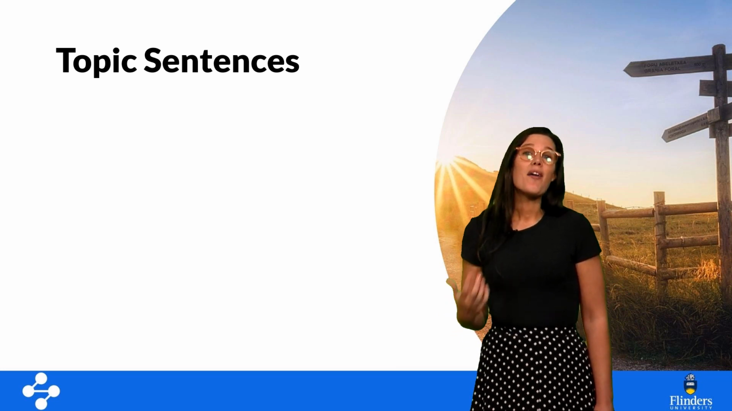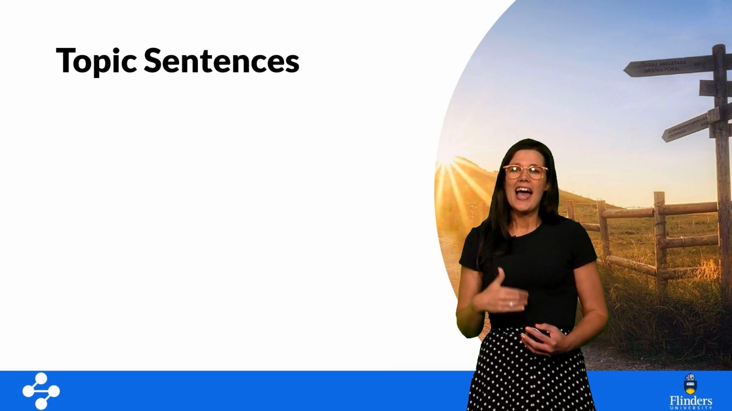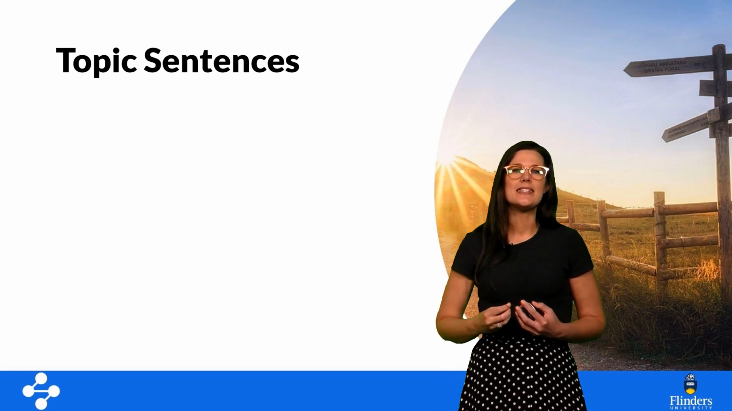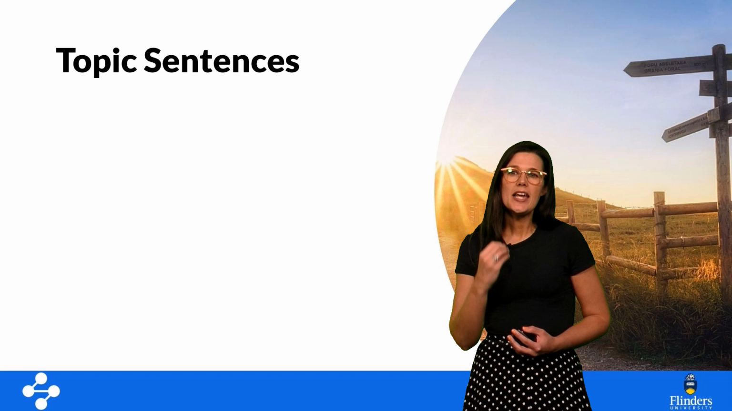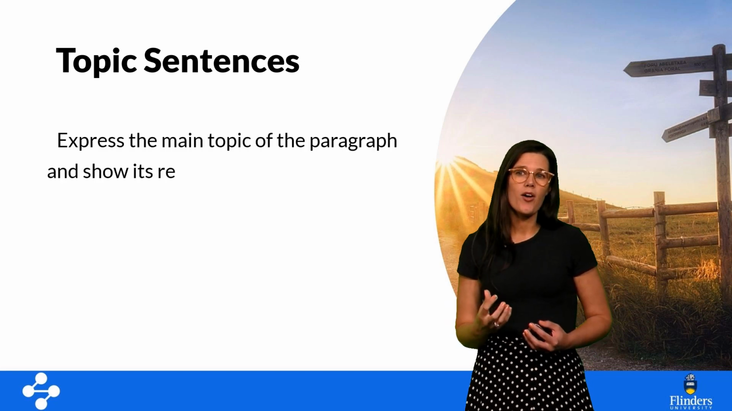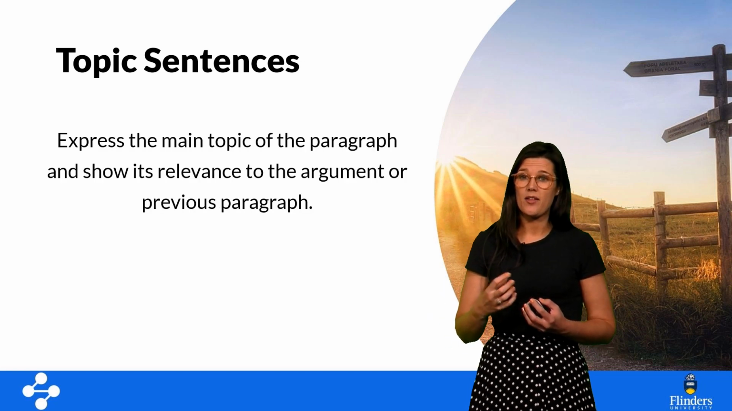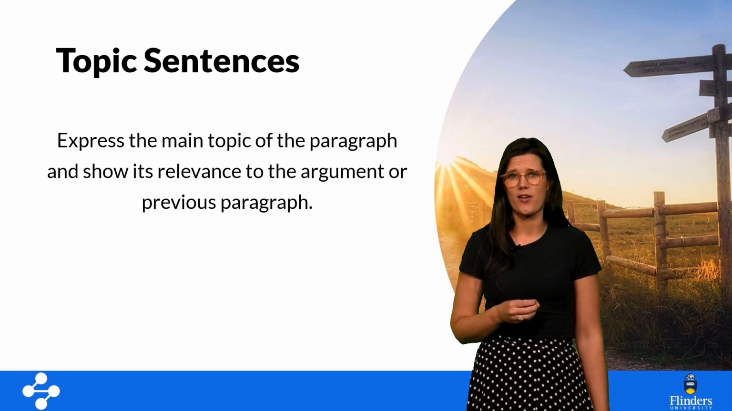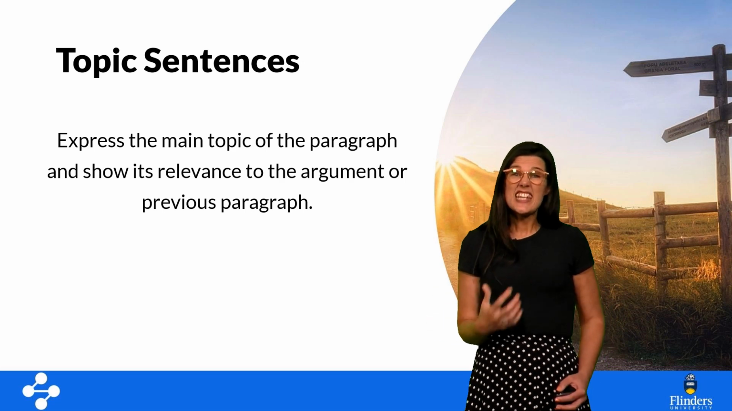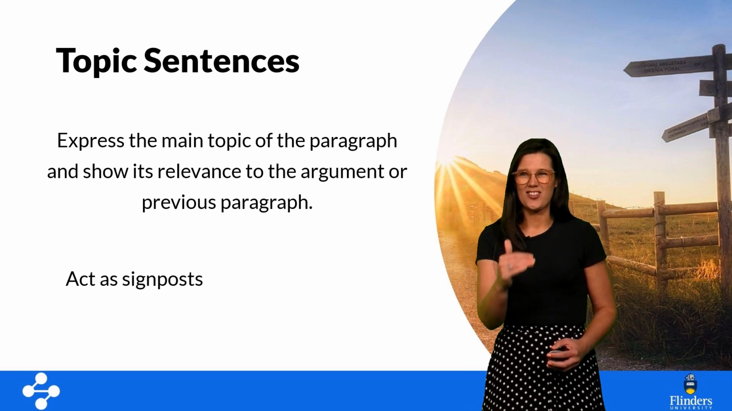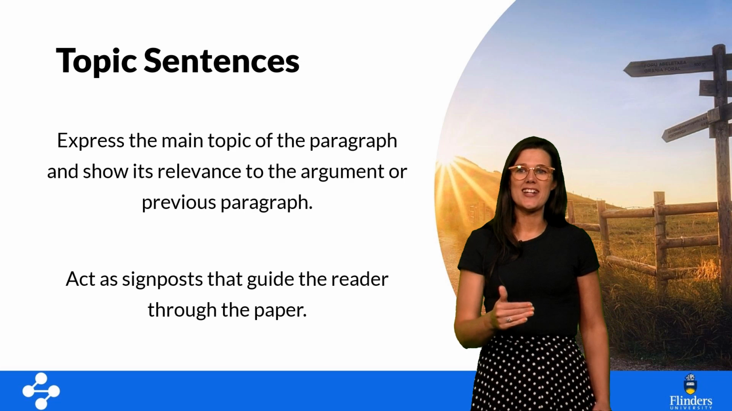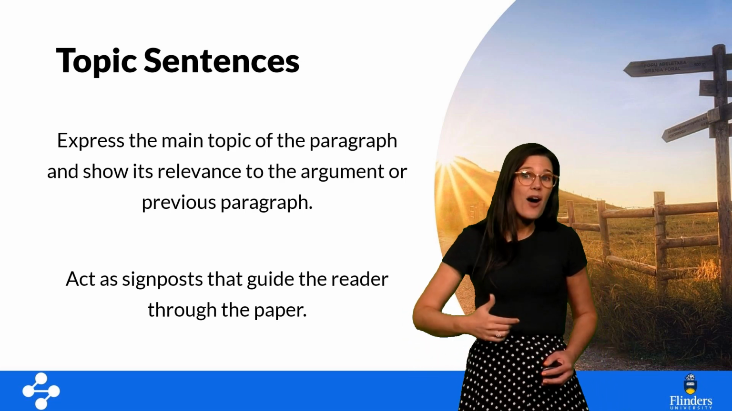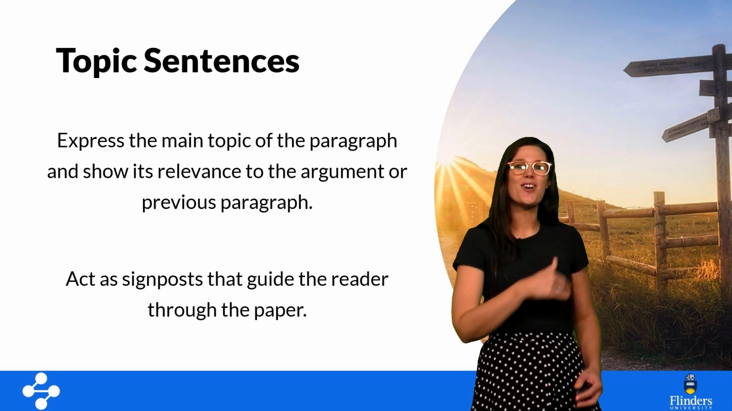So if each paragraph should be able to stand alone as a unified and coherent piece of writing, then think of your topic sentence as a mini introduction. It tells your reader the main idea of the paragraph and shows its relevance to either the overall argument or topic, or perhaps to the previous paragraph. The topic sentences are essentially those signposts on our journey that help guide the reader along. They tell us when we're turning down a new road or how that road is linked to the previous road.